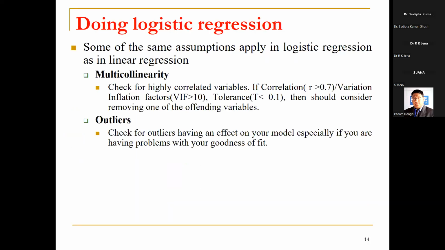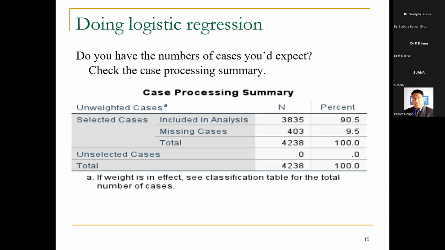Okay. So now let's see the result. You must have a case processing summary in your SPSS sheet. I'm putting that sheet here. You see that there are 403 missing cases, which have been removed by the system itself from a total of 4283.